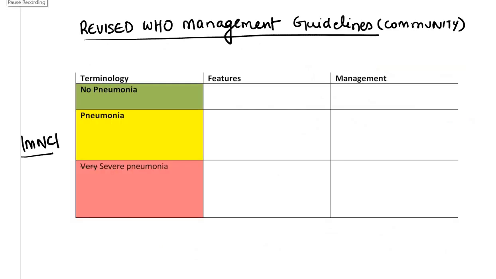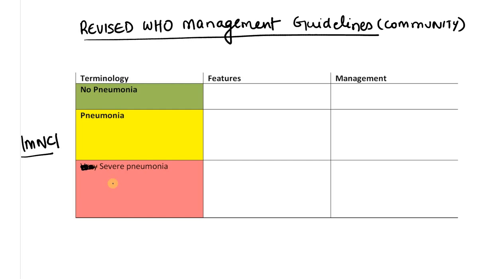Next, I am going to provide you the revised WHO guidelines for management of pneumonia in the community. The corresponding color coding is for a program called IMNCI, which is Integrated Management of Neonatal and Childhood Illness. You can see that there are three levels: no pneumonia, pneumonia and severe pneumonia. Previously there was something called very severe pneumonia, but in this edition it has been taken out. It is only severe pneumonia.